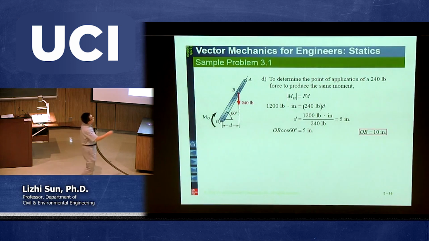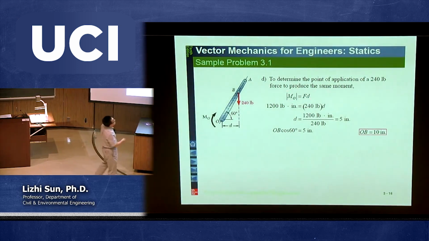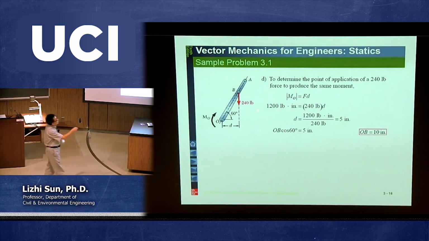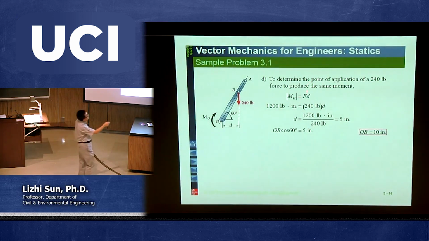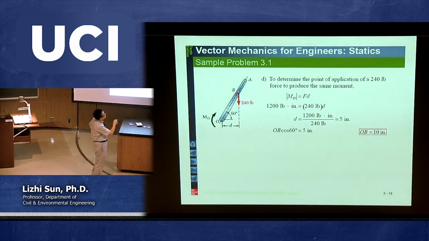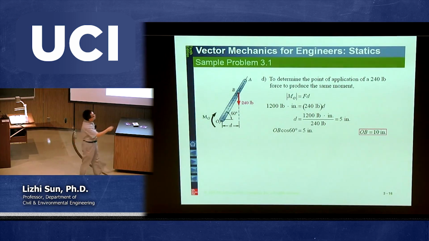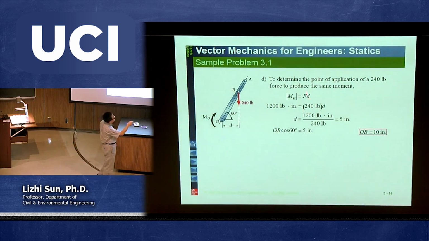Okay? Same thing, we use this F times D concept. The left-hand side is equal to 1200, as we obtained previously in A or B or C, which is equal to the right-hand side, F times D. What is the magnitude of this F? It's given as 240, so we put 240 here. But D is unknown. It's the shortest distance from O to this force line.